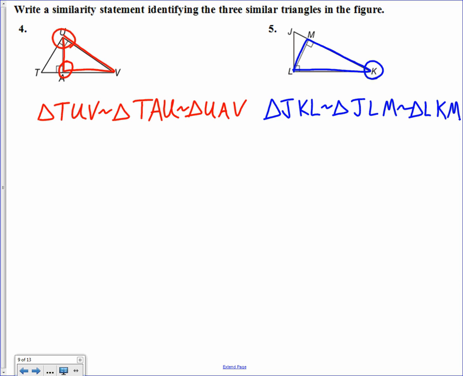Again, as long as for JKL and JLM, you have them in the same order, so the J's are in the same spot, the K and L, and the L and the M. Similar with the J and L, K and K, L and M for the last triangle. It's okay if you have a different order, that would be fine.